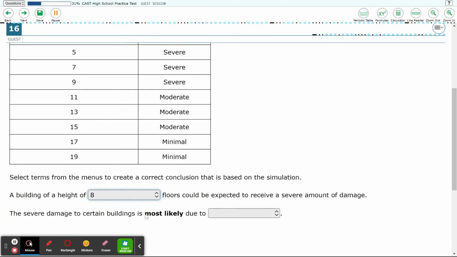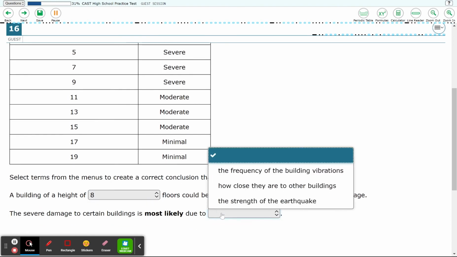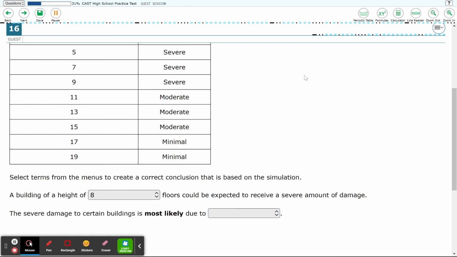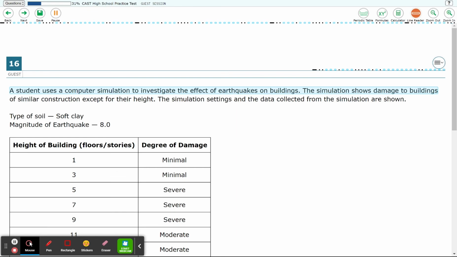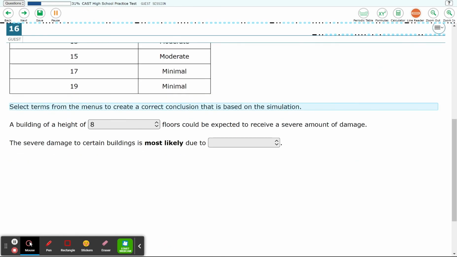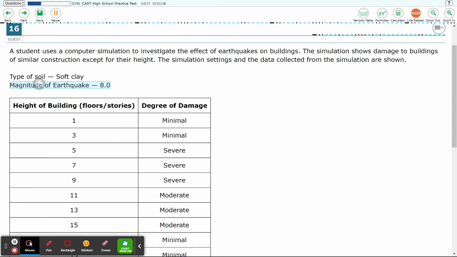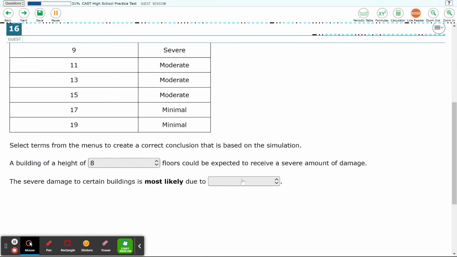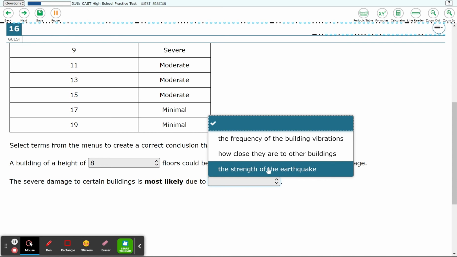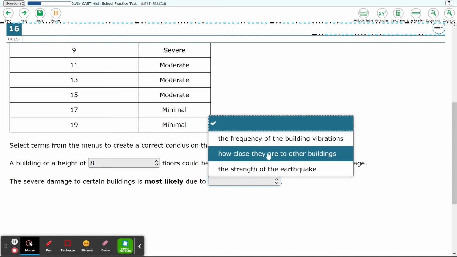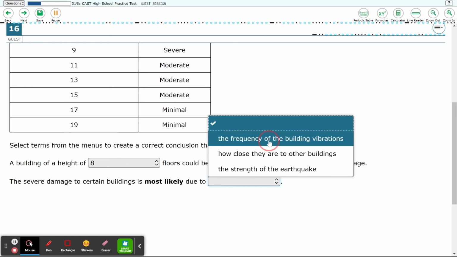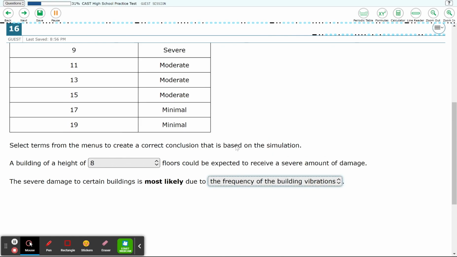Then as far as the severe damage to buildings most likely due to, well, the strength of the earthquake, it says select terms from the menu to create a correct conclusion based on the simulation. Well, we only have 1 magnitude of earthquake, so we couldn't base anything on the strength of the earthquake because we're only given 1 of them. So there's no change there. We're given no information in the simulation on how close they are to other buildings. So frequency of the building vibrations is the only reasonable choice that is based on the simulation.